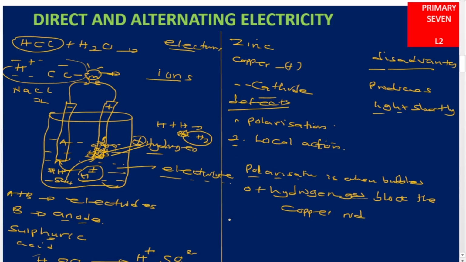Then local action. This is when the impurities of zinc block or contaminate the zinc rod. So we are seeing the impurities from the zinc rod. So when they are coming from the zinc, then they end up contaminating and making these ions move slowly. So as they are moving slowly, then they will not reach the terminals on time. Then this one is going to dim out. As it is dimming, then eventually it will just go off. So local action is caused due to impurities coming from zinc.